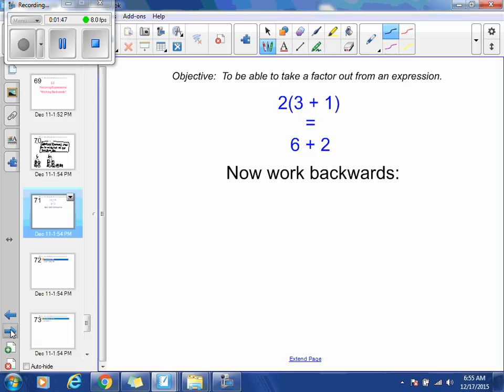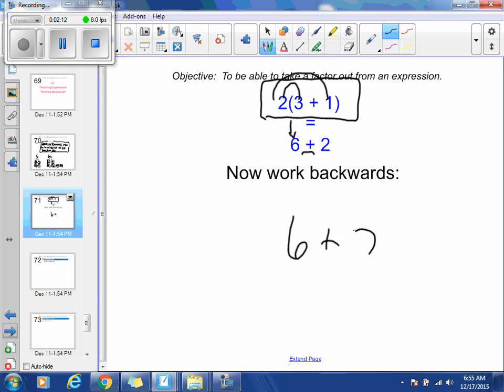Okay, so we're going to start really simple, all right? We've been looking at things like this, 2 times the quantity 3 plus 1, where instead of doing what's in the group first, we distribute the 2, and we say, okay, we could also do 2 times everything in that group. So 2 times 3, which is 6, and 2 times 1, which is 2. So all we're going to be doing here is working backwards.